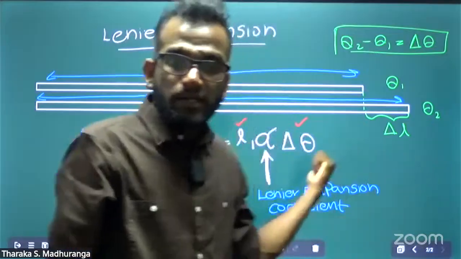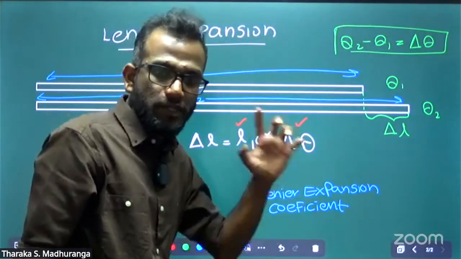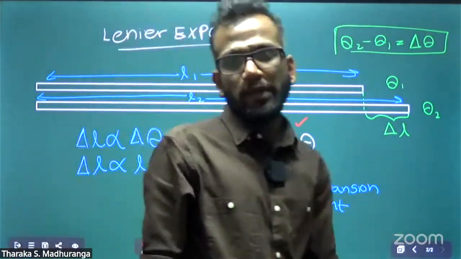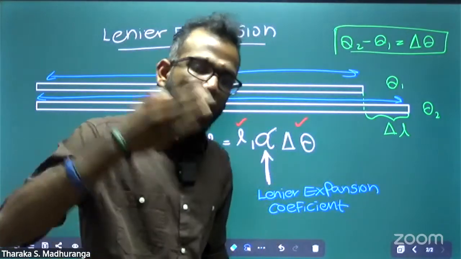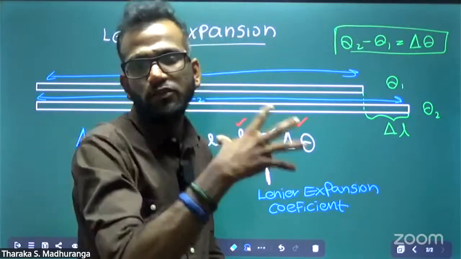That's a factor. The alpha is the linear expansion coefficient. This is a factor that depends on the material type. That's why we say there are three main factors. When we change the matter type, the alpha value changes.